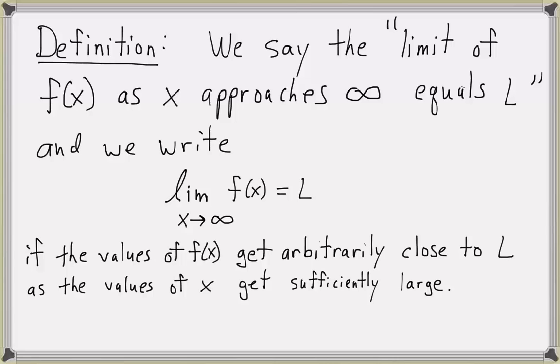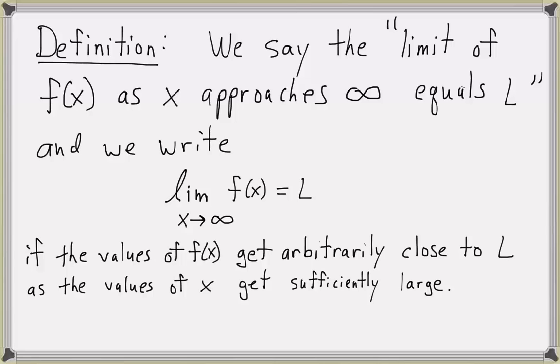So again, the intuition is that the y-coordinates on the graph of f are getting closer and closer to height L as x gets really, really big. So on the graph, the limit as x approaches infinity would occur way out to the right. If the function's values are settling in at one particular height, at height L, then we say the limit of f of x as x approaches infinity equals L.